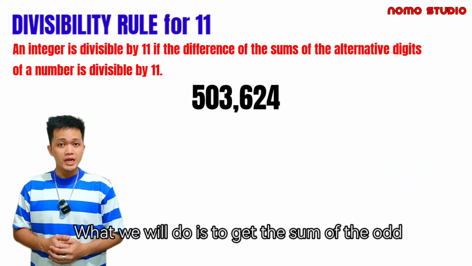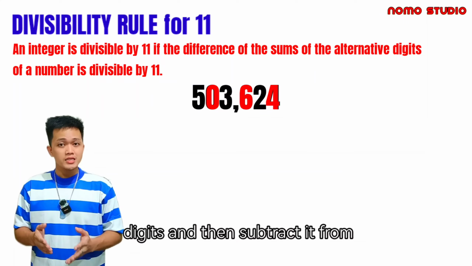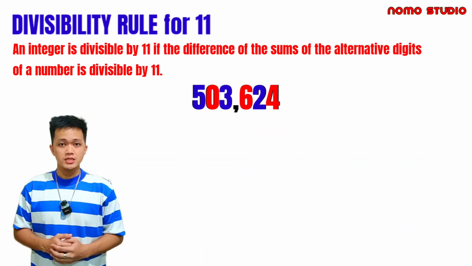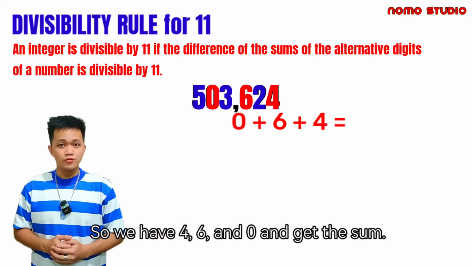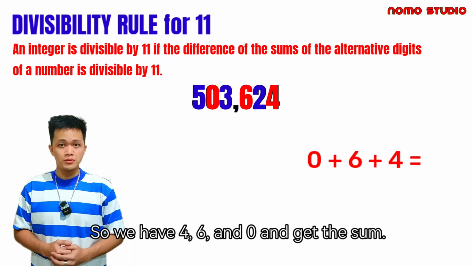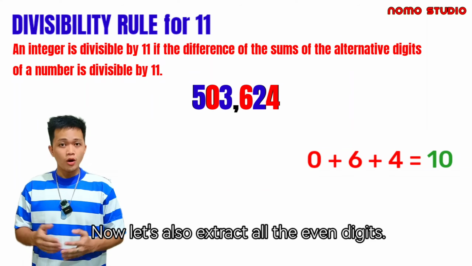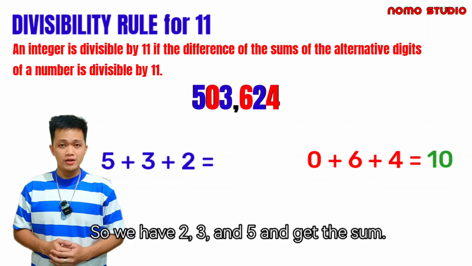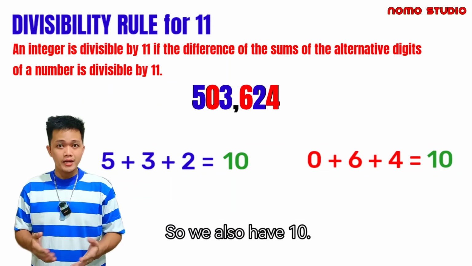Ang unang gagawin daw is to get the sum of the odd digits and then subtract it from the sum of the even digits. So let's extract first all the odd digits. So we have 4, 6, and 0. And get the sum. So we have 10. Now let's also extract all the even digits. So we have 2, 3, and 5. And get the sum. So we also have 10.